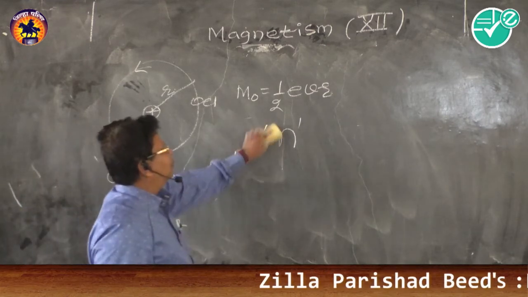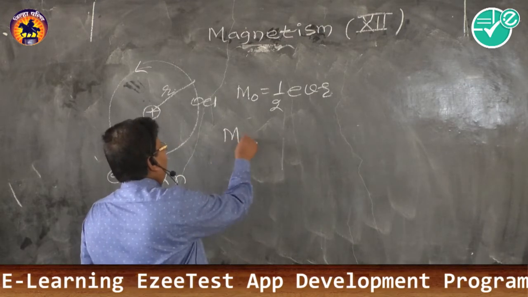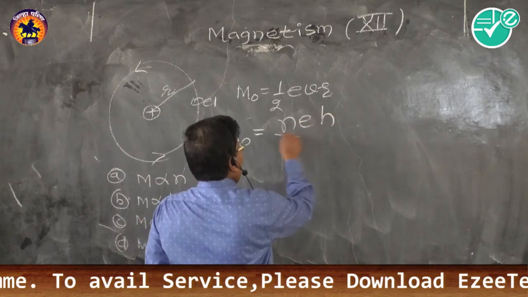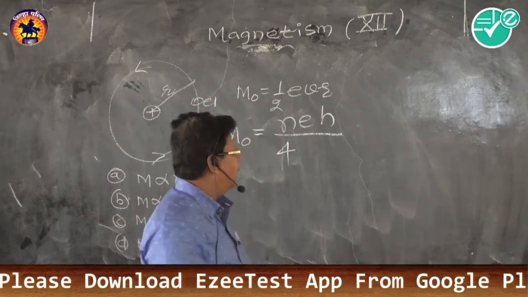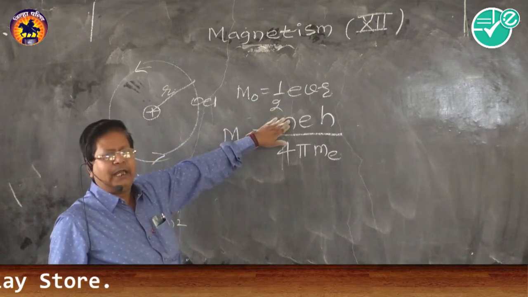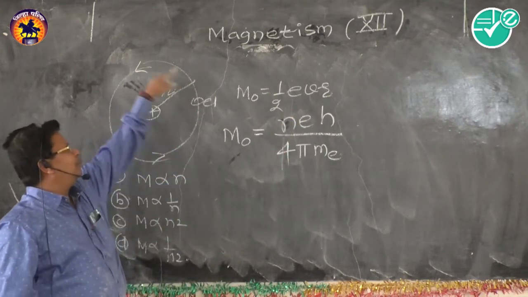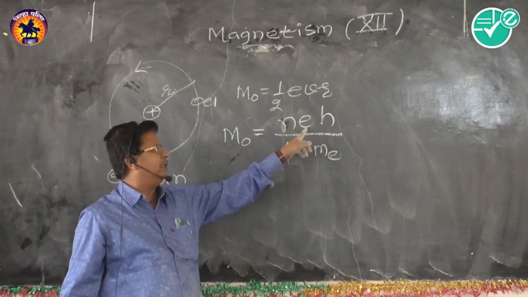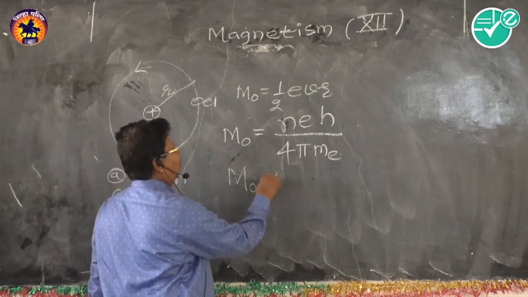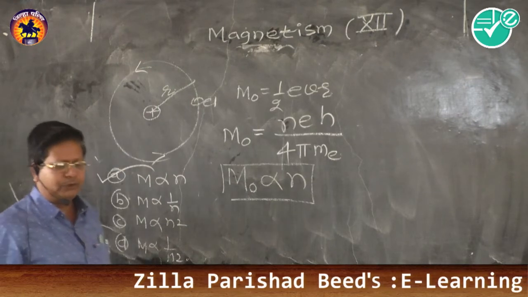So m0 is equal to evr by 2, and m is equal to, as we have already proved, n e h divided by 4 pi m e. And as we have already studied, if the value of n is kept 1, then we get the Bohr magneton. And therefore, the orbital magnetic dipole moment of this revolving electron is given by the formula m0 equal to n e h divided by 4 pi m e. And therefore, we conclude that m0, the orbital magnetic dipole moment, is directly proportional to n. That means the first alternative in the MCQ is correct.